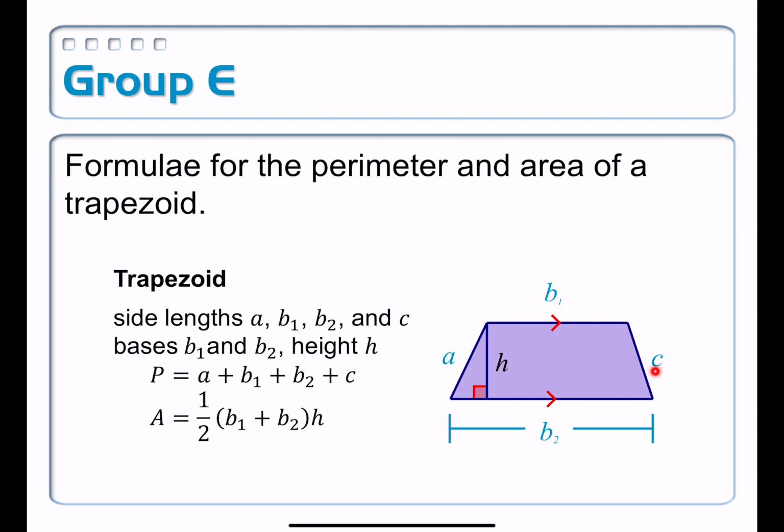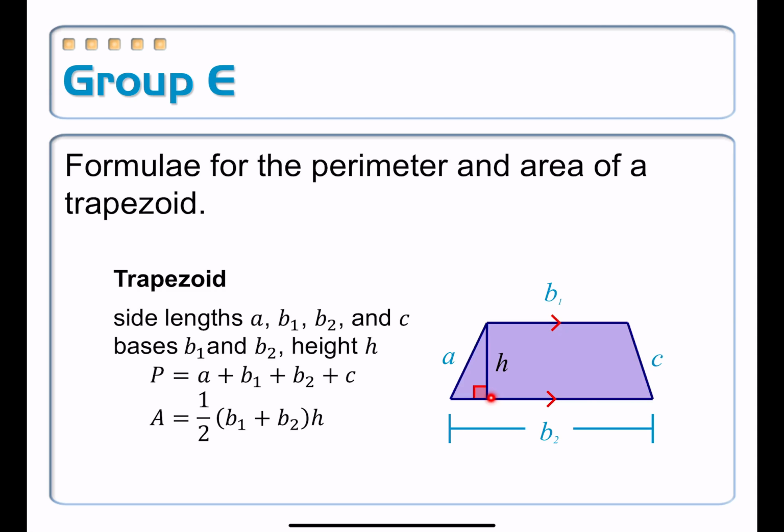Okay. It is possible that A and C, those two side lengths, are the same. If they are the same, this becomes a special trapezoid called an isosceles trapezoid. You've probably heard that word isosceles before, in front of the word triangle. Anyway, we have also our height segment.